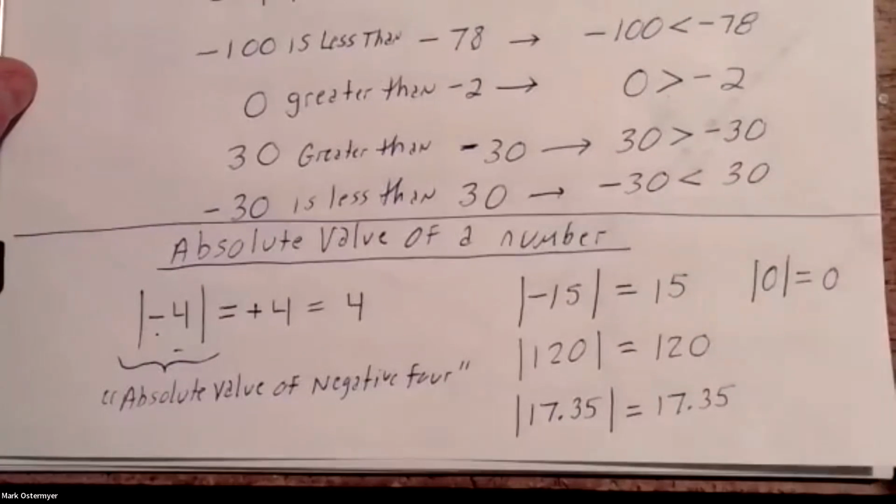One? Zero? No, zero is 0 units away from itself. Do you agree? So it's just 0. The absolute value of 0 is 0. All right, so that's all there is to absolute value.